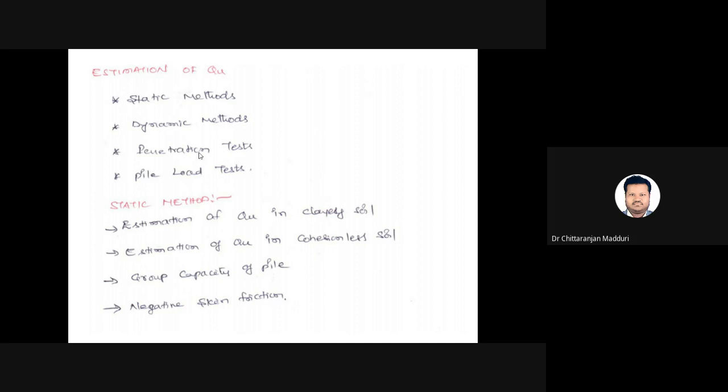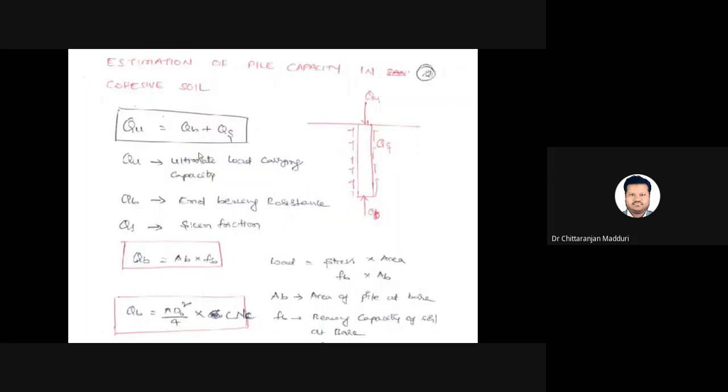The static method is also used to estimate the negative skin friction of the pile. So here I am going to explain how to calculate the pile capacity in cohesive soil. Here I am taking both end bearing and friction pile. When load is applied on the pile, the load is taken by both end bearing and friction.